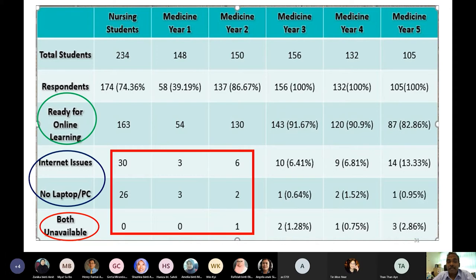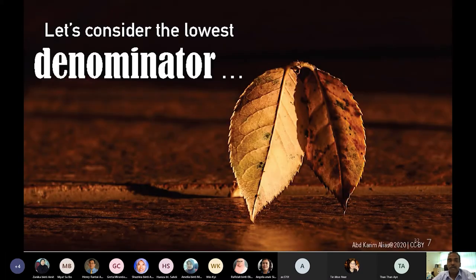So these are the three groups, G1, G2, and G3. And these are the concerned students, where we have to take into consideration how we are going to engage these students. So it's always a matter of considering the lowest denominator, because they make our planning very crucial to engage them also.